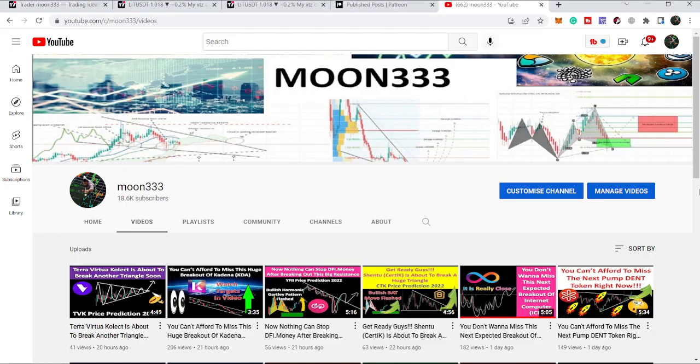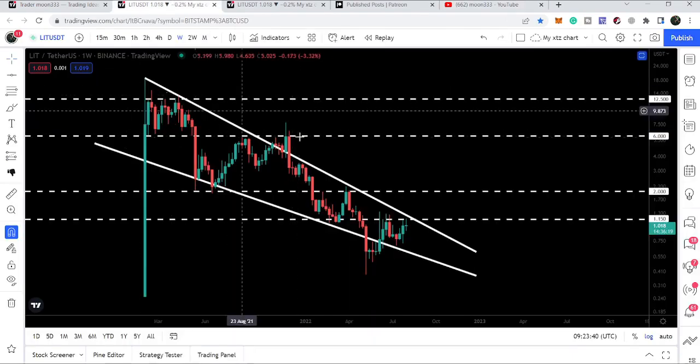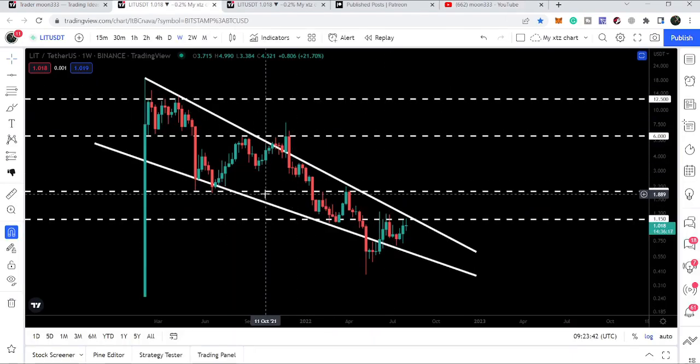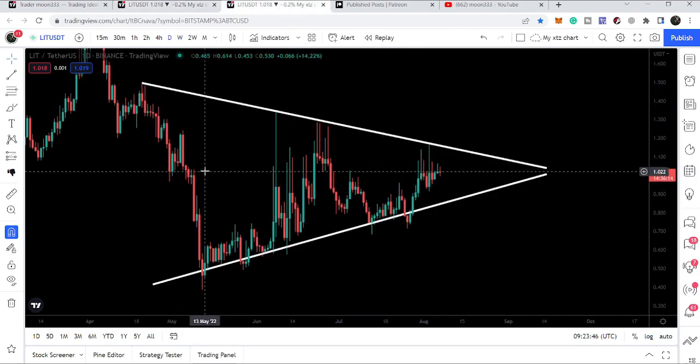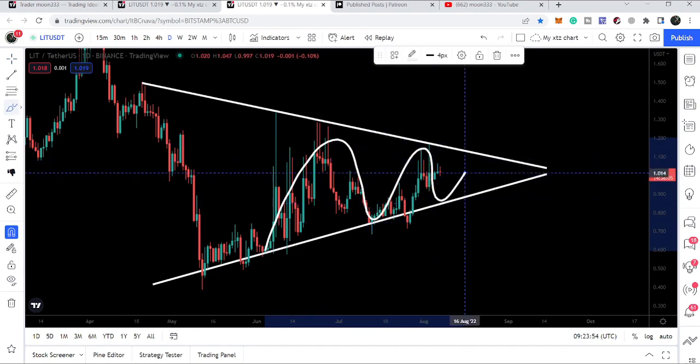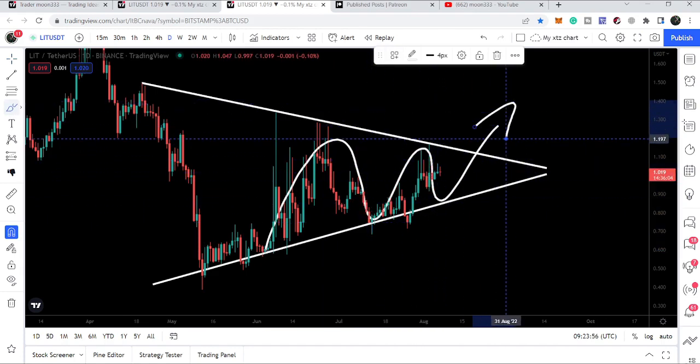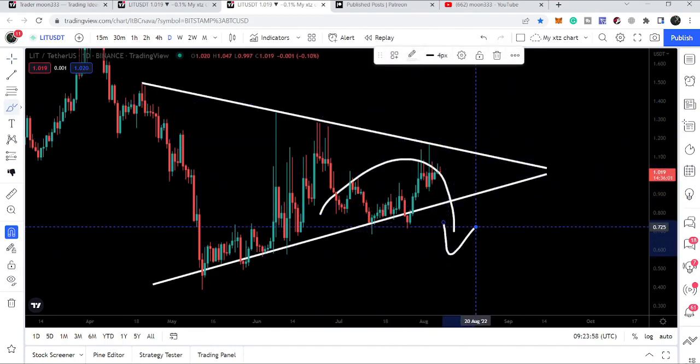Welcome to the new update on Litentry or Lit. In today's analysis, we will take a look at this big falling wedge pattern that Litentry has formed on the weekly time frame chart, and right now it has also formed this symmetrical triangle on the daily time frame chart as well. And we will analyze whether there is any possibility that Lit will break out the resistance of the triangle, or are we going to break down the support?